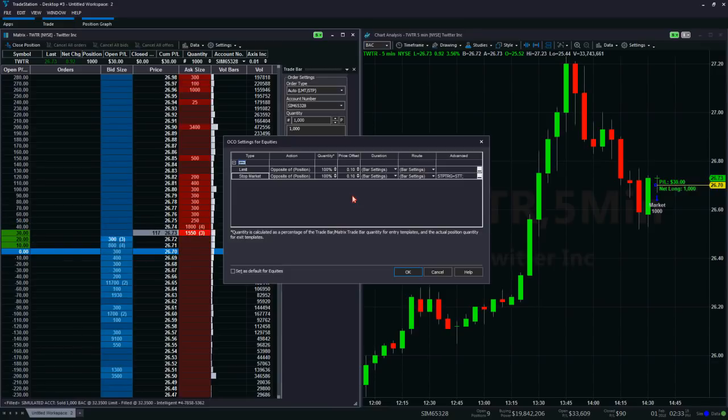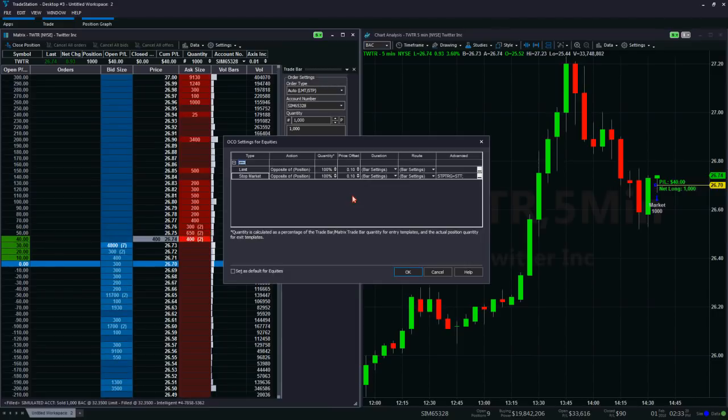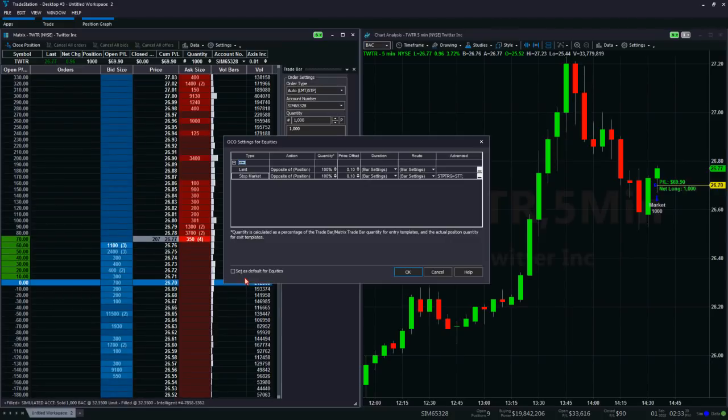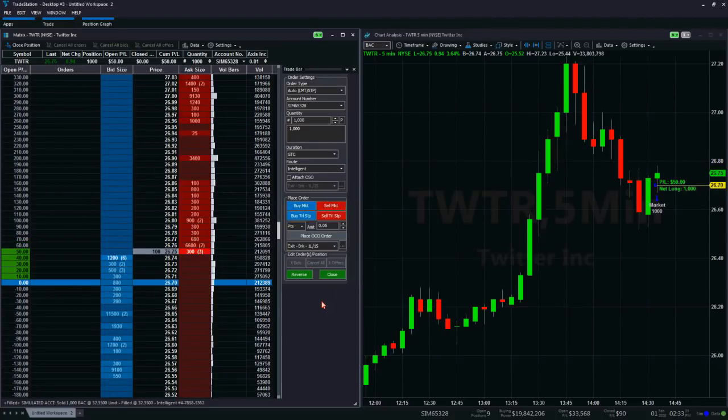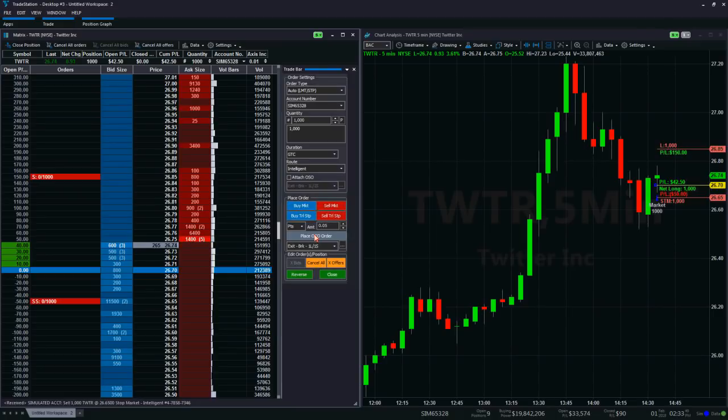I'm not going to change the defaults, but you can come here and say, well, I want my target to be a little bit higher, and you can just increase it right there. And if those are the numbers that you use most of the time, you can check this box that says set as default, and every time you put in this order, it'll be the exact same way. So I'm just going to click OK to this, and in order to bracket your position, just click the gray button, Place OSO Order, and there it is.